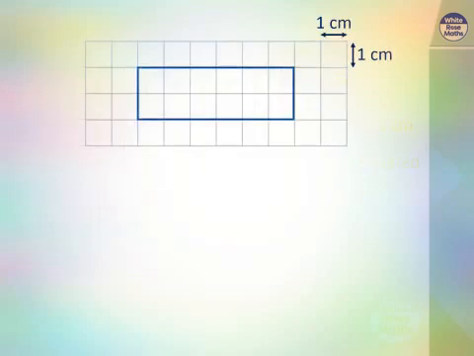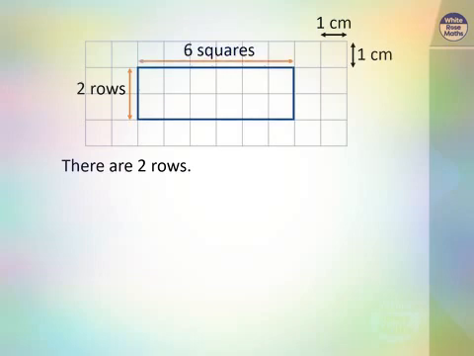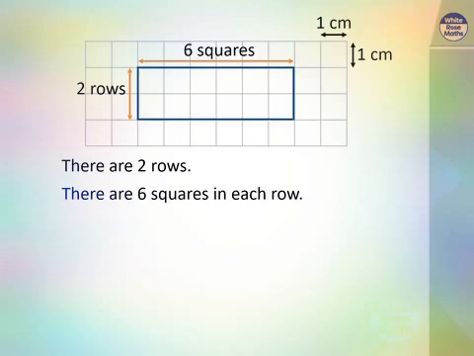Here we have a rectangle shown on a very similar grid to the grid we've just seen, because we can see in the top right hand corner there, we've got the labels that tell us that each square is 1 centimetre long and high, therefore the area of each square is 1 centimetre squared. How are we going to find the area of this rectangle? We can see that the rectangle has 2 rows. There are 2 rows. In each row, there are 6 squares. Therefore, there are 12 squares altogether.